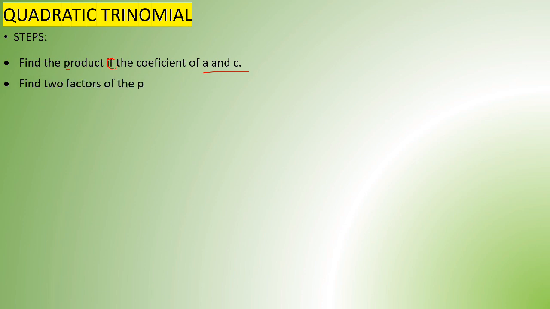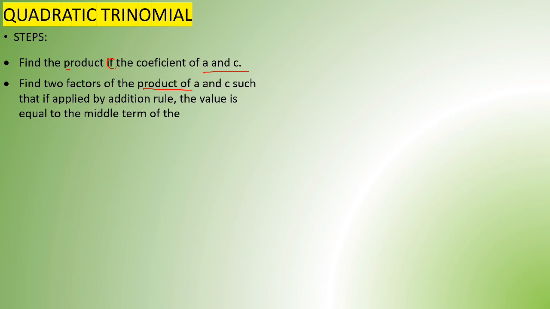So, steps. First, find the product of the coefficient A and C. Ano yung A and C dito? Kapag isinulat natin siya by ax squared plus bx plus c, kukunin natin ang value ni a and then c. Find two factors of the product of a and c such that if applied by addition rule, the value is equal to the middle term of the quadratic trinomial. So, i-explain natin yan mamaya.